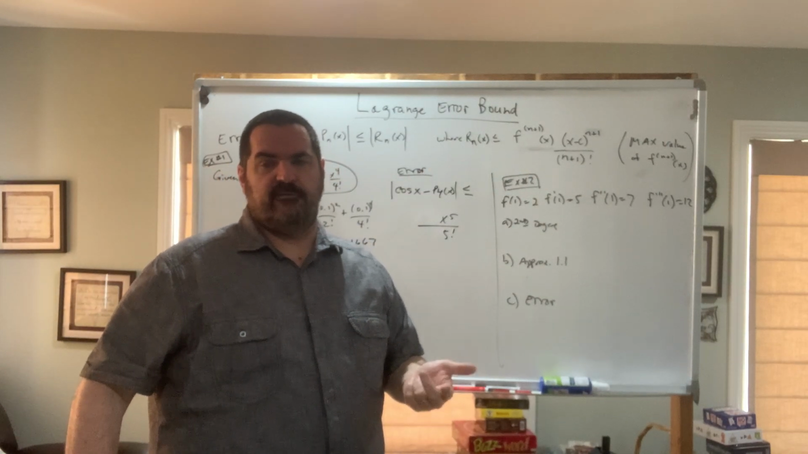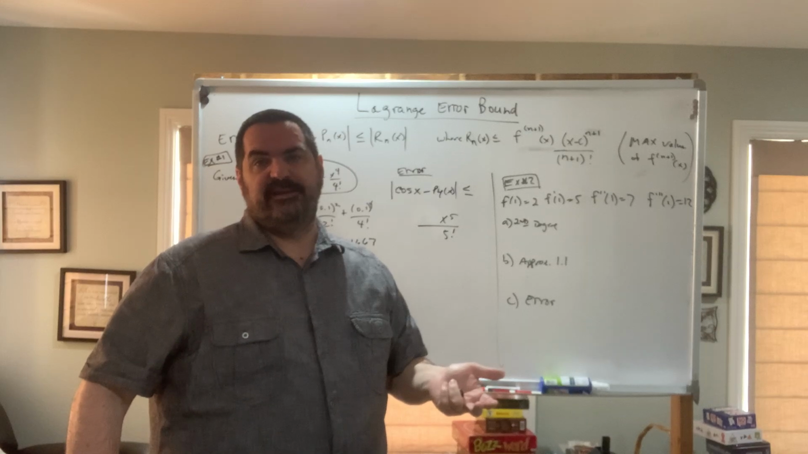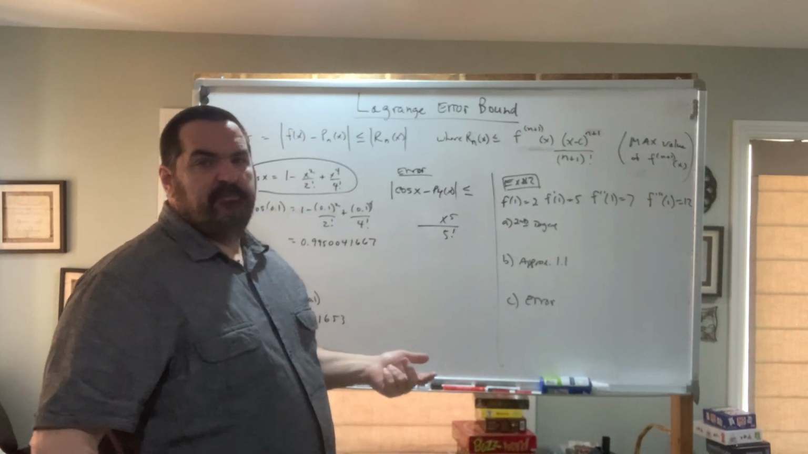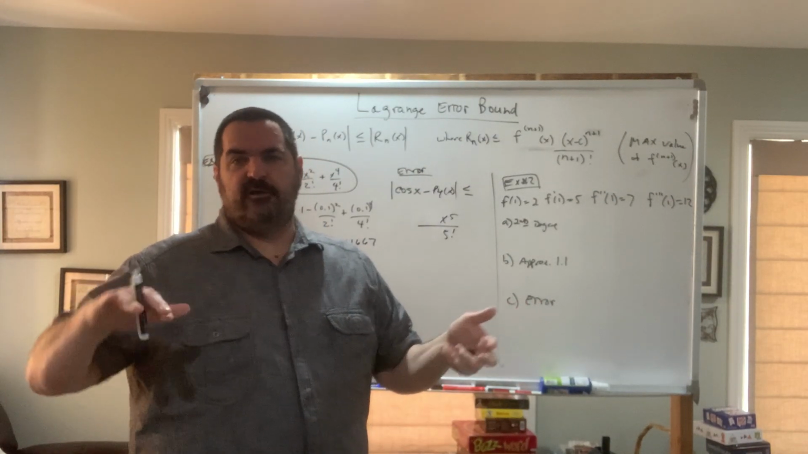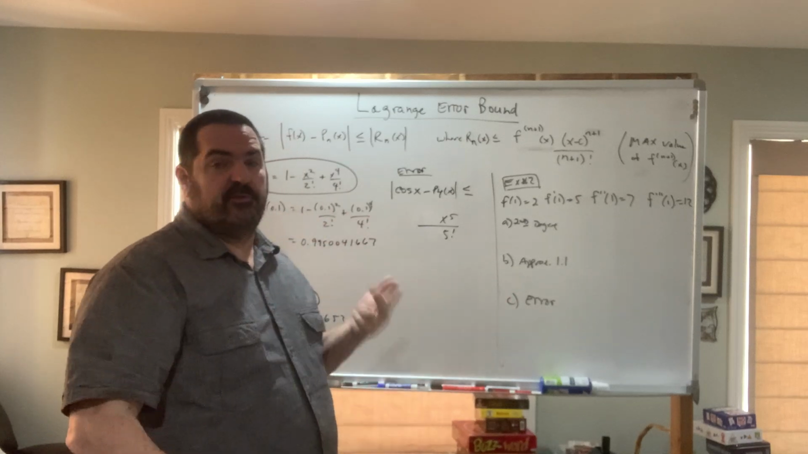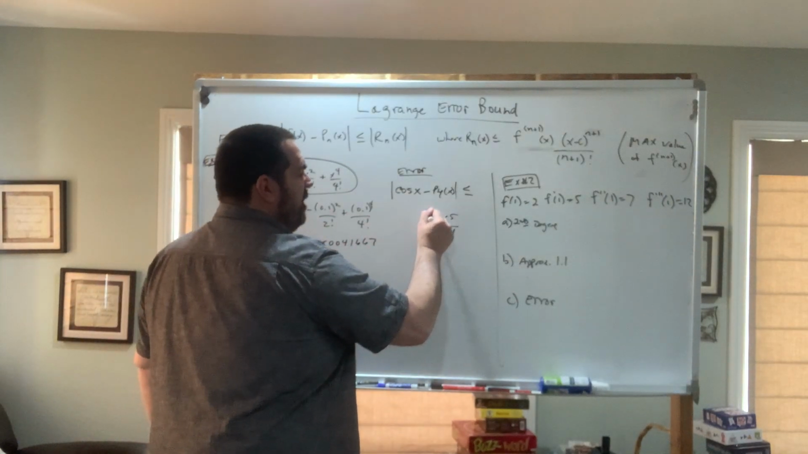Well, what's the 5th derivative of cosine? It turns out to be negative sine. So what's the maximum negative sine would be? Well, 1. For all the trig functions, sine and cosine, the max, whether positive or negative, is 1. So you would multiply by 1.